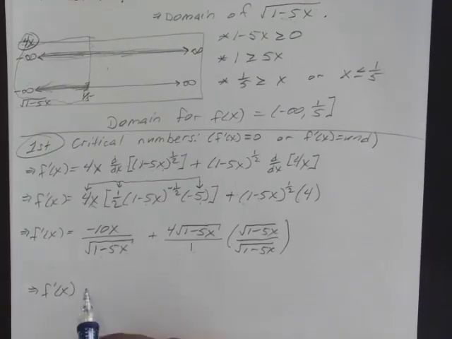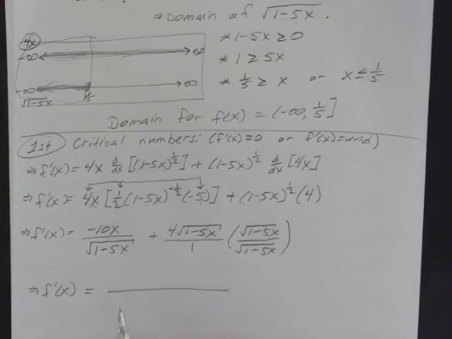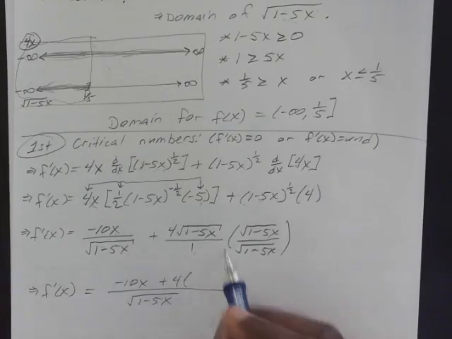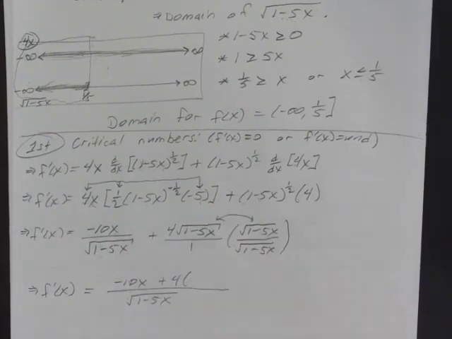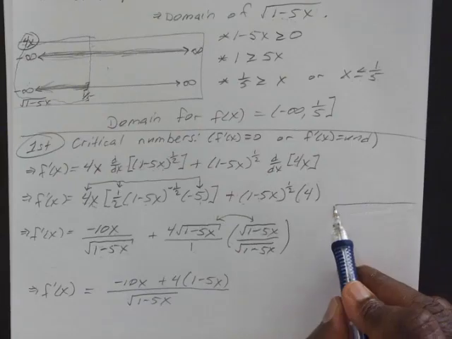Okay, so f prime of x will equal, since we have the same denominator, we're just going to go ahead and put that over the square root of 1 minus 5x. And then we just go ahead and add our numerators. So we have negative 10x plus 4. And if we multiply those two, square root of 1 minus 5x times the square root of 1 minus 5x, well, that's the square root of 1 minus 5x squared. So the square and the square root would cancel out, leaving just 1 minus 5x. And I'll put that as a little side note.